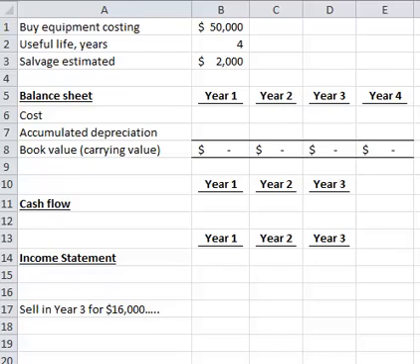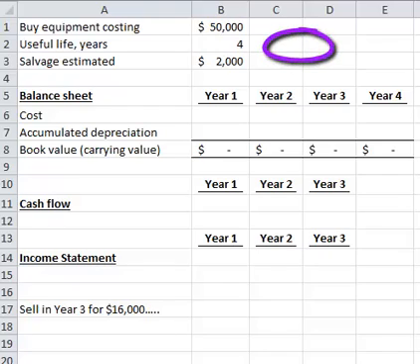Today we're going to go over how depreciation and accumulated depreciation work, and how a long-term asset impacts the balance sheet, the cash flow, and the income statement. So let's get started. Let's imagine that your client is buying equipment costing $50,000, has a useful life of 4 years, and salvage is estimated to be $2,000.